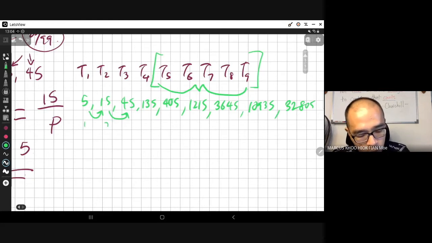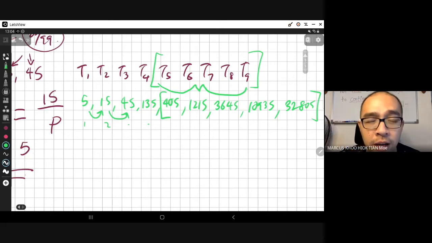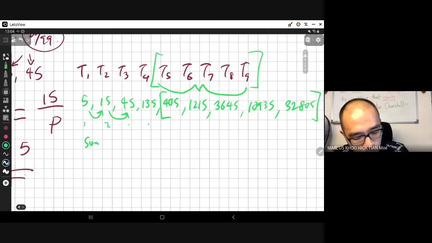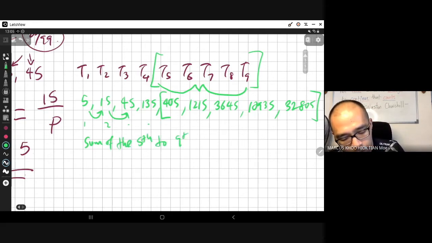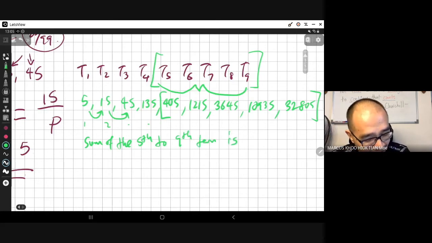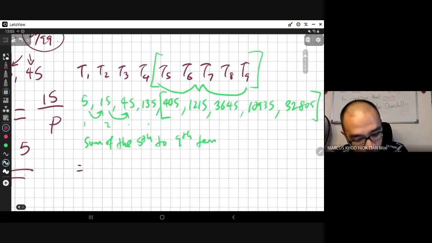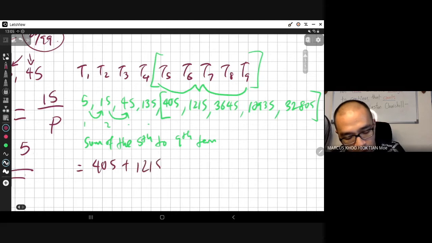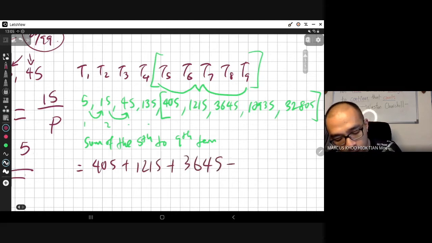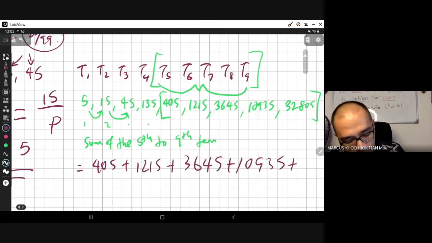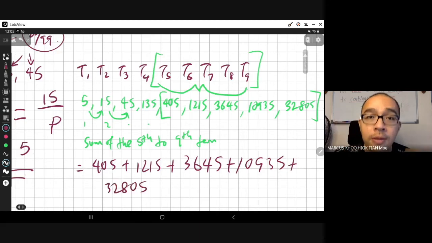Then they want the sum of the 5th until the 9th. So 1, 2, 3, 4, 5. This one, 405 until 32805. You just have to add it all together. The sum of the 5th to 9th term is 405 plus 1215 plus 3645 plus 10935 plus 32805. Don't tell me this one also you cannot do.